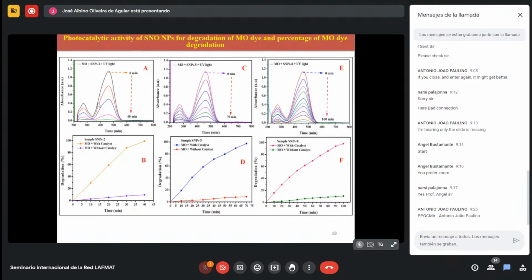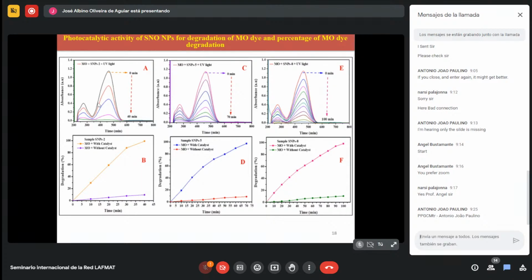Another aspect of the photocatalytic study is methyl orange dye degradation. The lower temperature 10 nanometer sample shows dye degradation in 40 minutes. The absorbance value gradually decreases for the high temperature sample, where the dye molecule is degraded within 100 minutes.